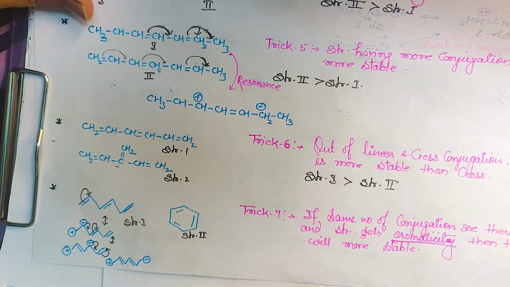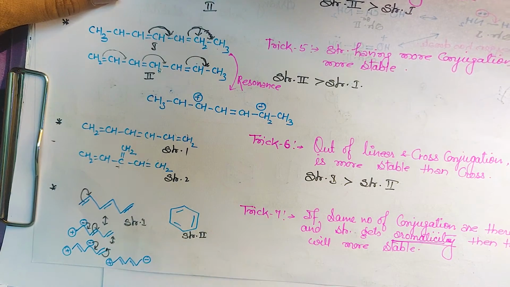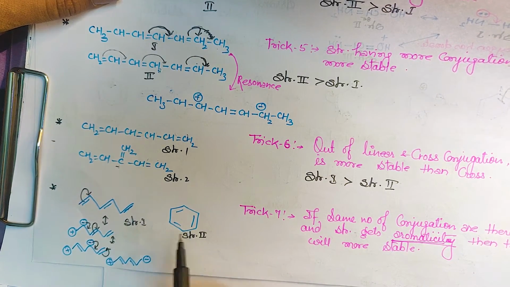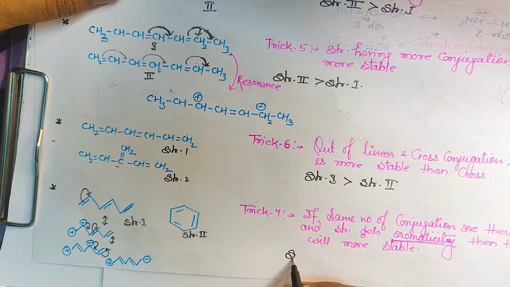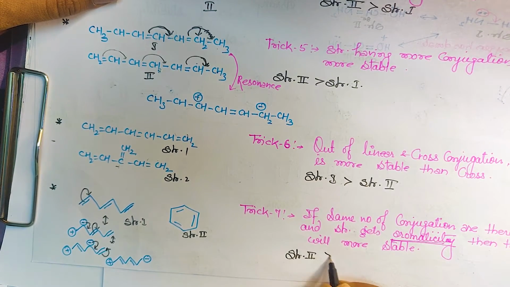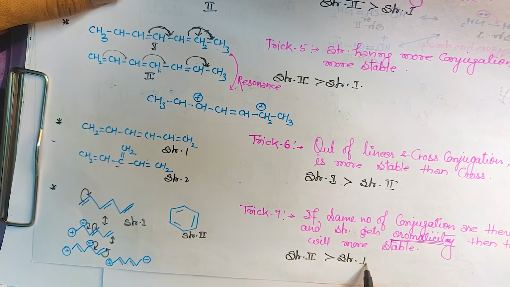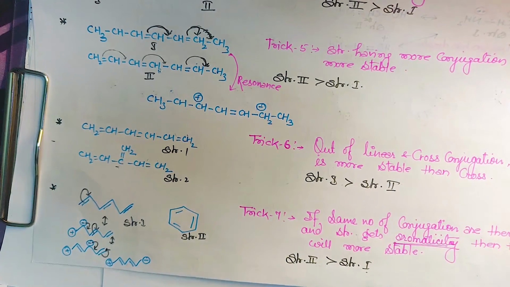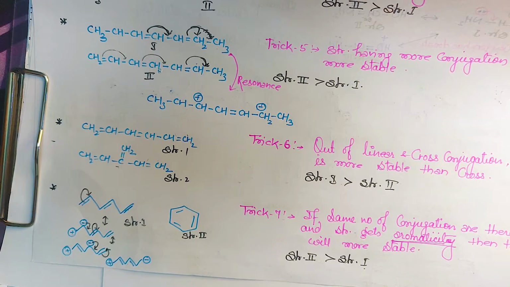ठीक है बच्चे? So फिलहाल के लिए इतना याद रखें. तो which one is getting the aromaticity? This one. So that means structure 2 will be more stable than structure 1. Clear है बच्चे? Any problem in this? So this is the trick about the resonating structures. Now you can easily find, if I give you 2 or 3 structures and ask which one is more stable, or arrange the following in order of increasing or decreasing stability, you can do it very quickly.